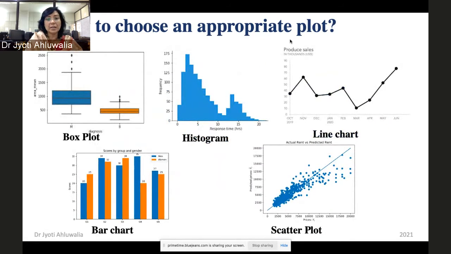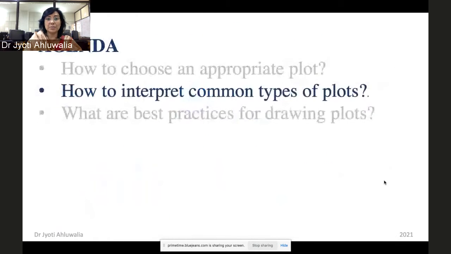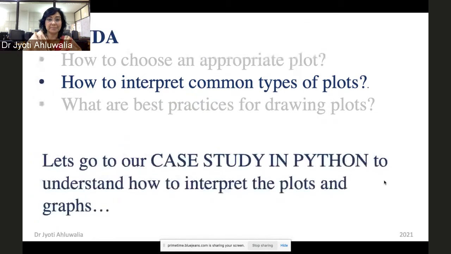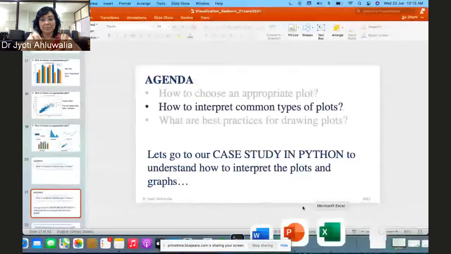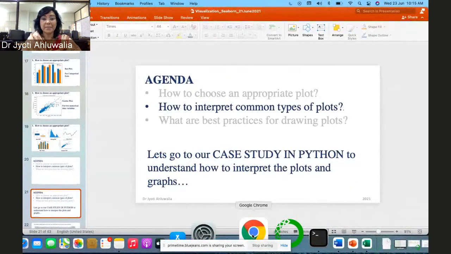So we have listed here a few of the more popular charts that are easy to make and easy to understand, and we have listed how and when we can use these plots. Now the second agenda item today is how we interpret these common types of plots. So let's go to Python and look at these plots in a case study and understand how we build and make these plots. So we go to Python.